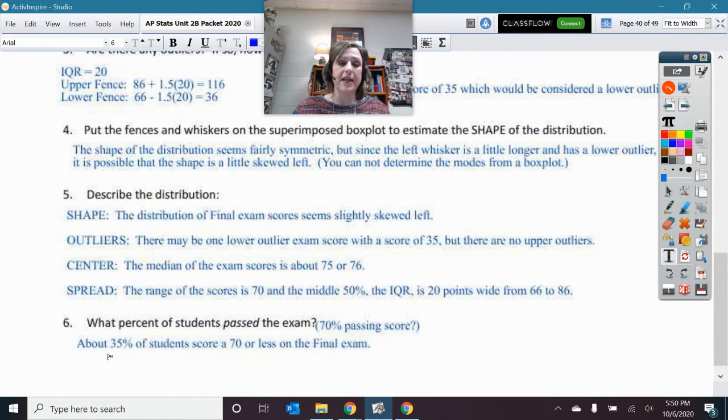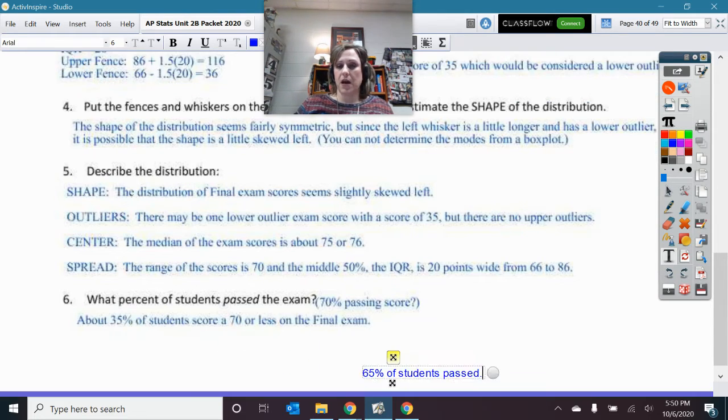Well, but hold on, that means that 65% of students passed, because that had to be the upper part. So that's the rest of them. Okie dokie. All right, so there is that one.